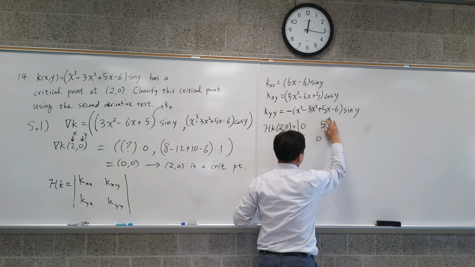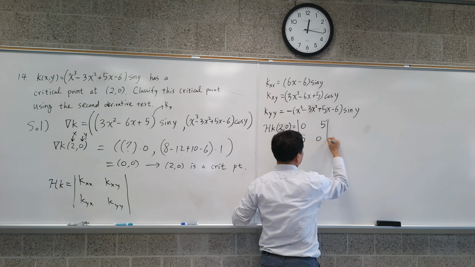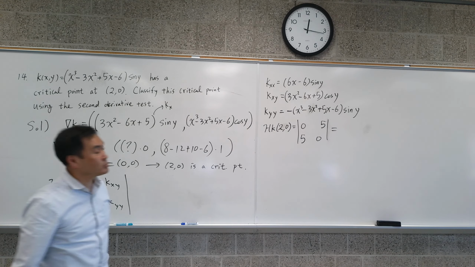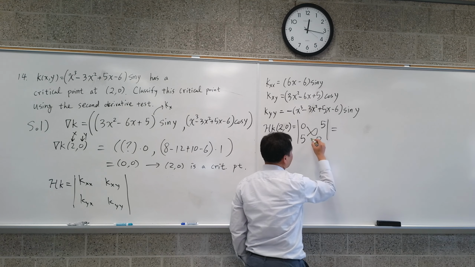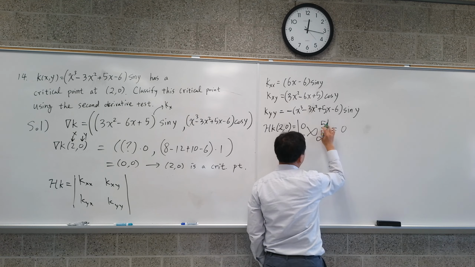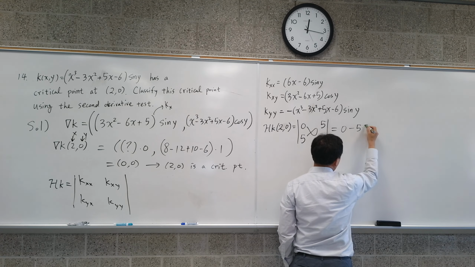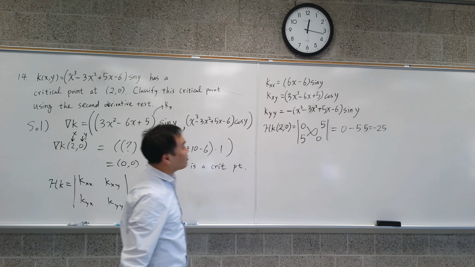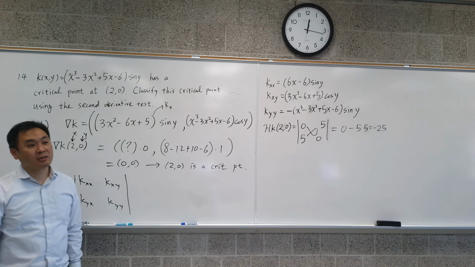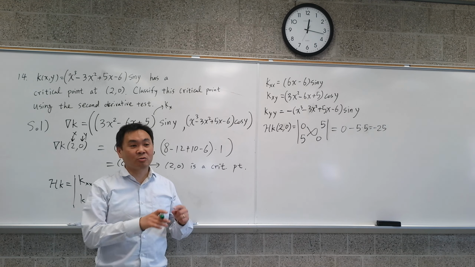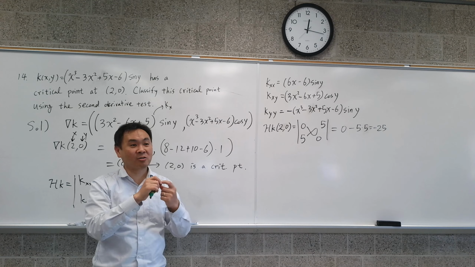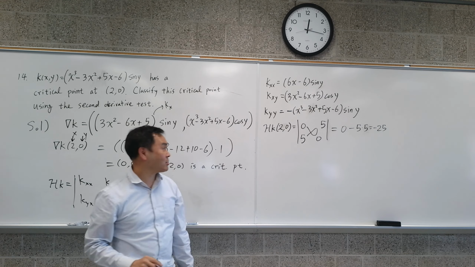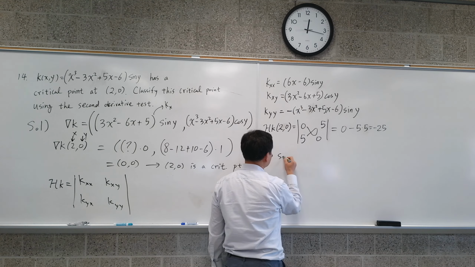Now take the determinant. Okay, what's the determinant? It's ad minus bc, right? So 0 times 0 is 0, minus 5 times 5 is 25, so negative 25. If you have a negative Hessian determinant, what does that mean? That means there's one direction where it's a smiley face, but there's another direction which is a frowning face. Okay, what kind of point is that? Saddle.